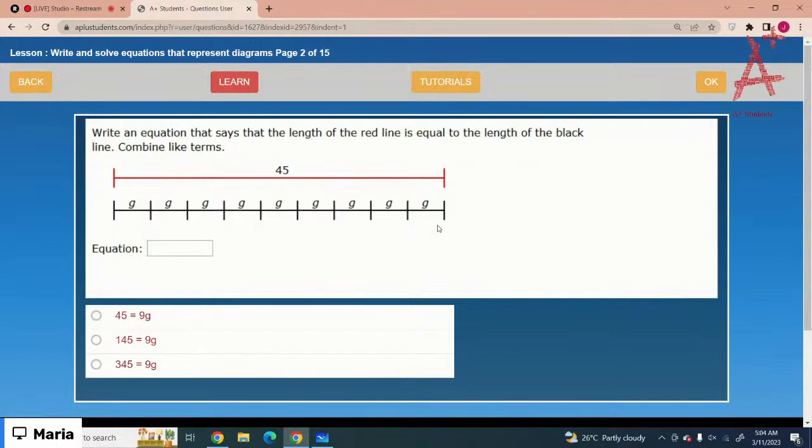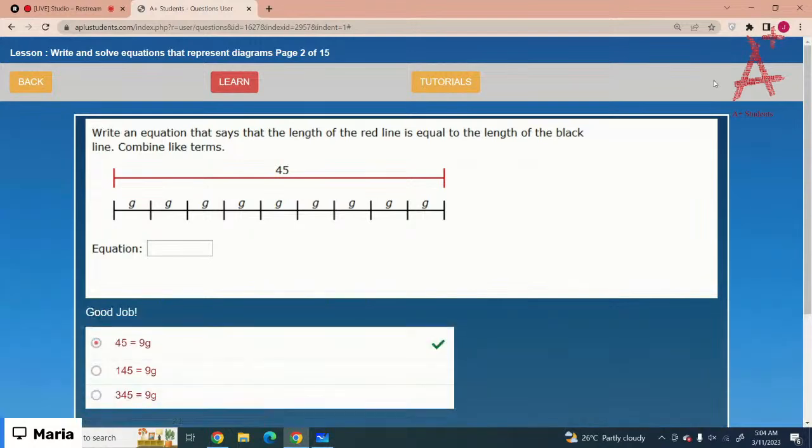So all of them have the same variable g. So they all are the like terms. So just add them. Here you have g, 9 times, so the sum is 9g. So the equation is 45 equals 9g. Got it? That is equation number 1. Just select the correct option and click on the OK button.